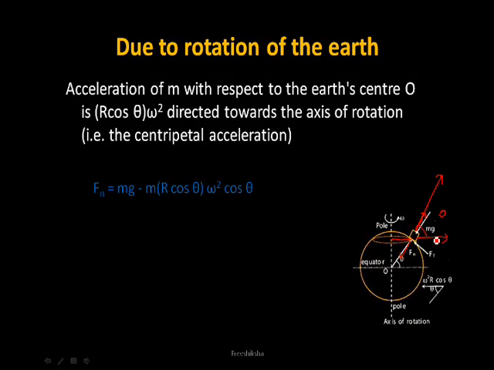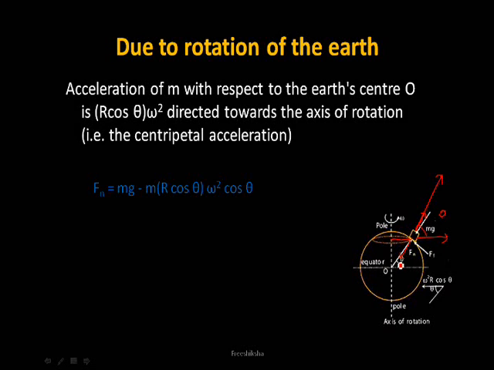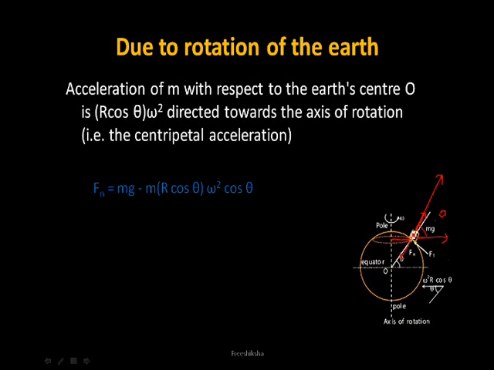Why cos theta? Because this angle is theta and the centripetal force in this direction is m r cos theta omega square. We knew the acceleration in this direction, we just had to multiply that with mass to get the force in this direction, and then we resolved it in this direction. So all the forces need to be resolved in the line joining the object towards the center. So this is the force Fn.